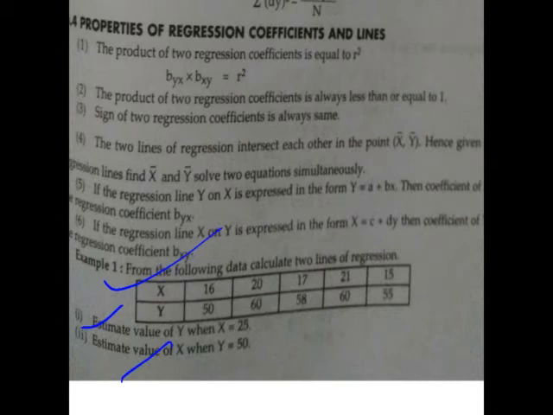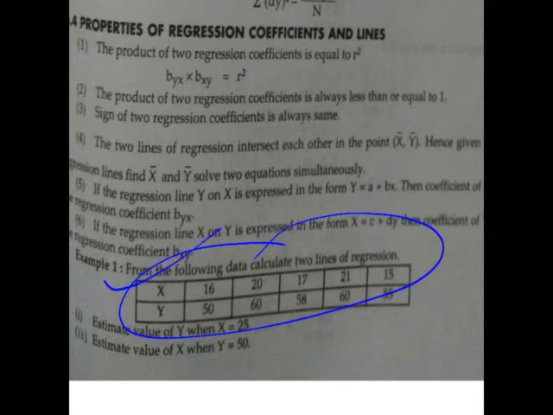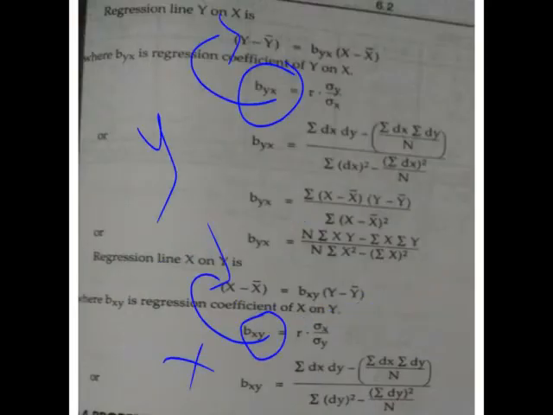So you have to find the two lines of regression. After that you have to estimate these two values. So if y is 50 then what is x, if x is 25 then what is y. Now these are the values. Okay, so what we require are the dx and dy values. This is the x, this is the y.